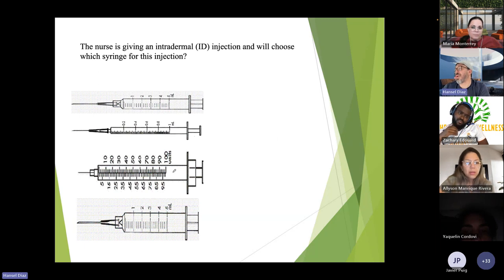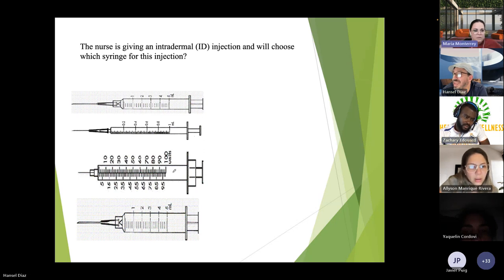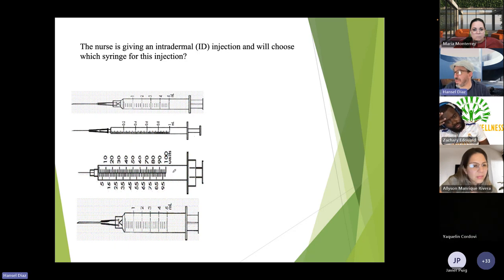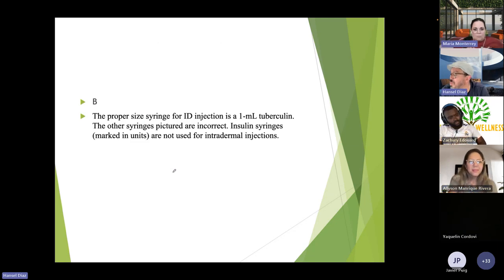The nurse is giving an intradermal injection and will choose which syringe for this injection. The smallest one? A, B, C, or D? B. Remember, the maximum is 1 milliliter. If that one has 100 units, it's not exactly for that; it will be more for insulin, right? Yes. This is 5 milliliters here, and this is 5 milliliters here. Those are big syringes, so we use the 1 milliliter tuberculin syringe. The other syringe pictures are incorrect.